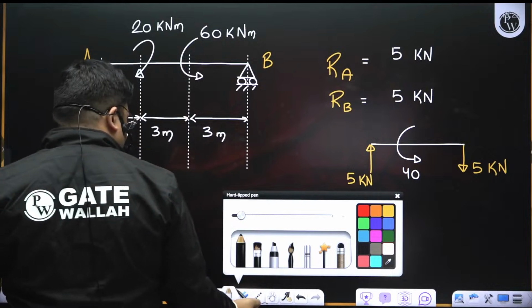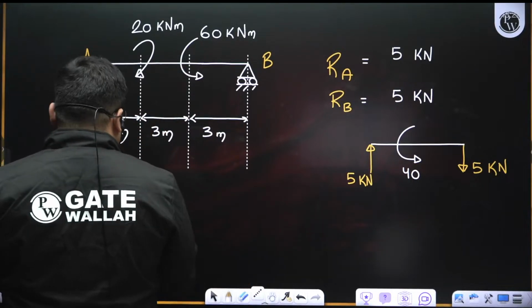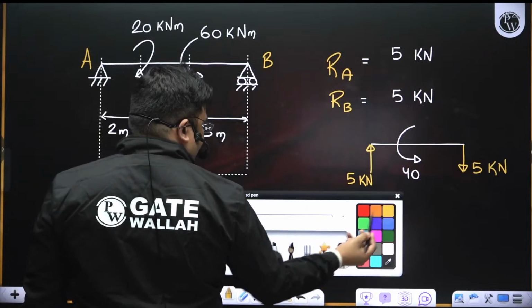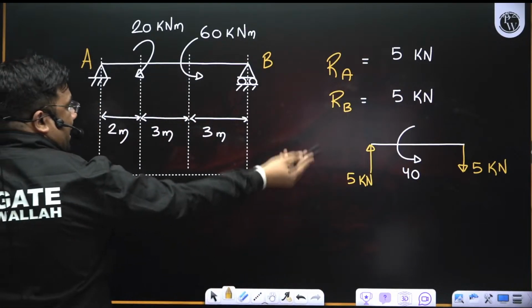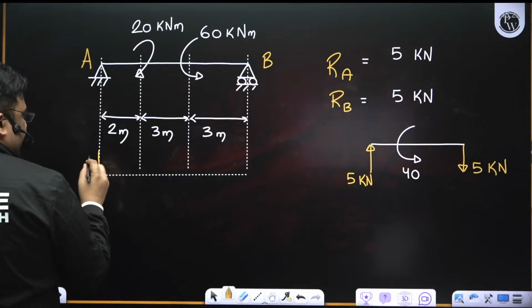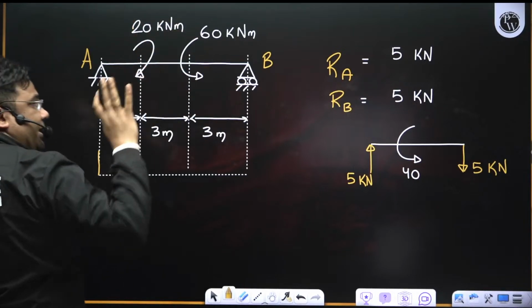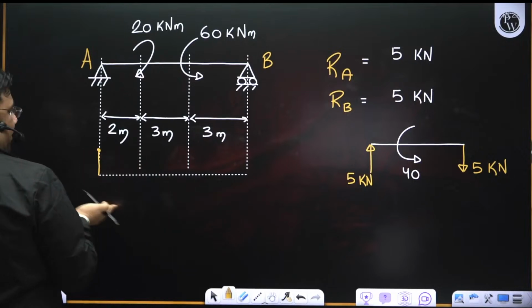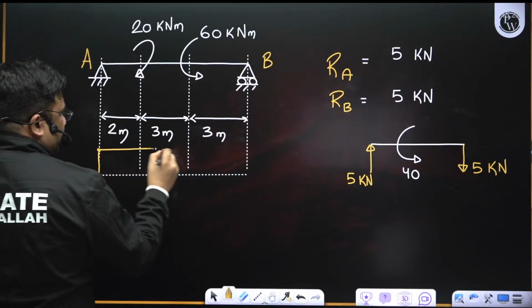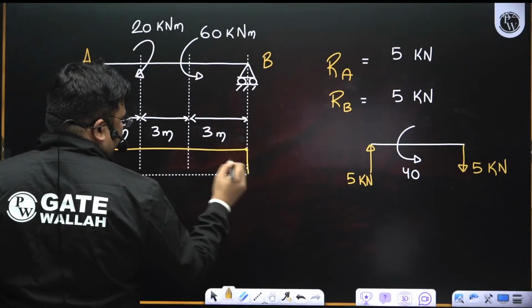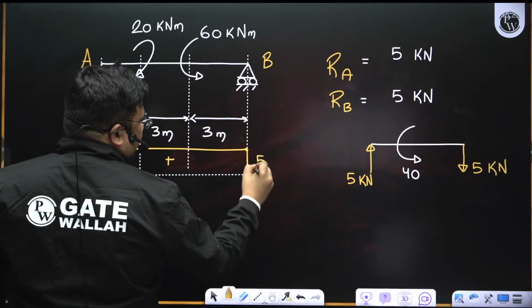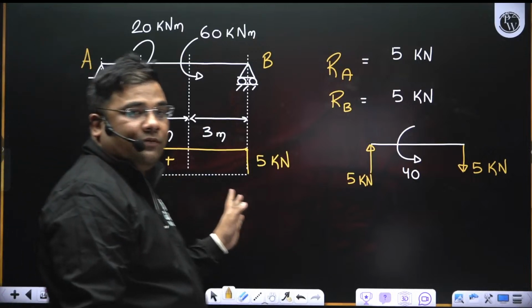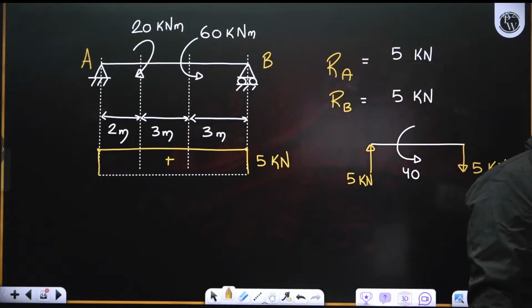Now see, if I draw the shear force diagram, it is very easy. First you see 5 upward, and then there are no loads acting. Bending moment won't affect the shear force. So 5 upward, here 5 upward, then no load, so shear force is constant, and then downward. So the shear force is constant everywhere, and it is 5 kilonewton.